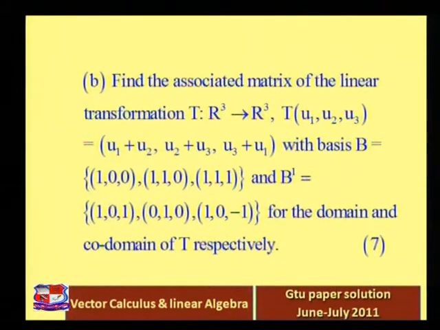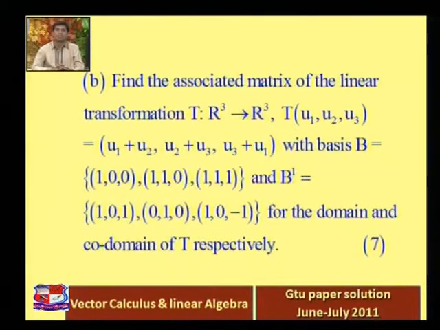Find the associated matrix of the linear transformation T from R3 to R3, T of (u1, u2, u3) equal to (u1 plus u2, u2 plus u3, u3 plus u1), with the basis B: (1 0 0), (1 1 0), (1 1 1), and B dash equal to (1 0 1), (0 1 0), and (1 0 minus 1), for the domain and codomain of T respectively.